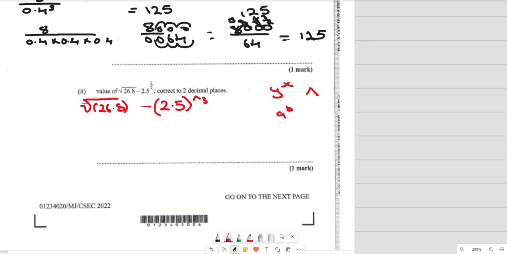Remember that A B/C button. You're going to click that. You're going to have this. Then you're going to put 2. This is exactly what you're putting in your calculator. So let's put it in our calculator now. So you have the square root of 26.8 minus 2.5 to the power of 3 over 2. And you're going to press equal, and this is what you're going to have in your calculator.